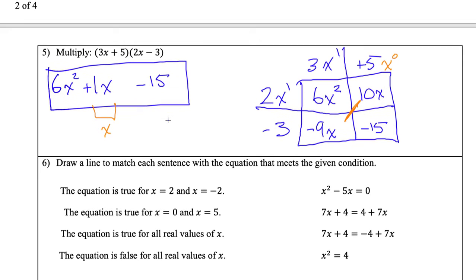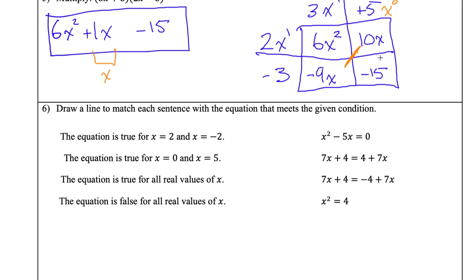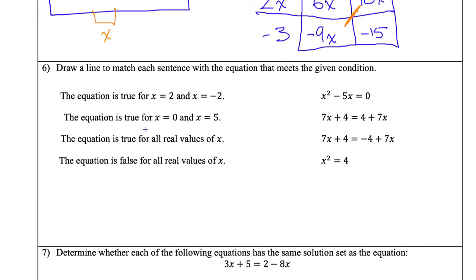All right, so there's our final answer. Let's go on to number 6. You don't need a ruler, although you should be drawing as straight lines as possible. Here we go. We need to match a line with each sentence. Draw a line to match each sentence with the equation that meets the given condition. So I'm drawing lines like this, right? Things that connect each other.